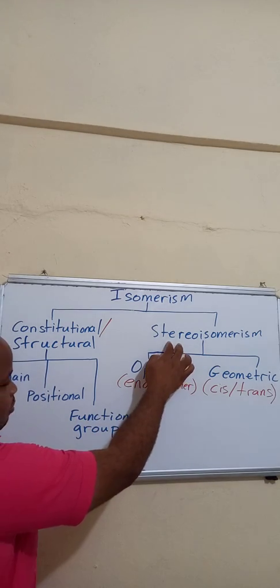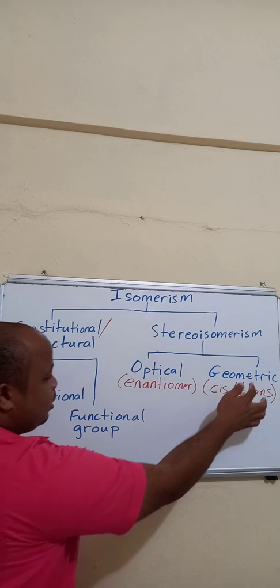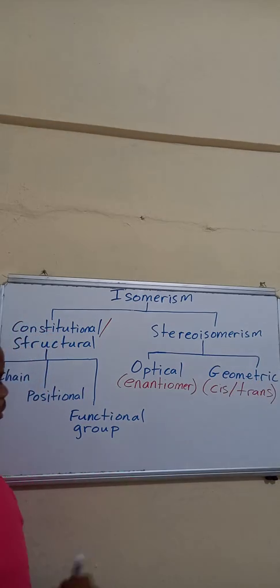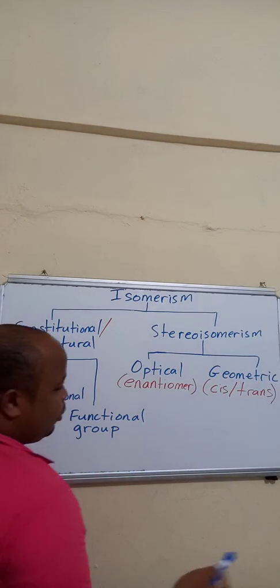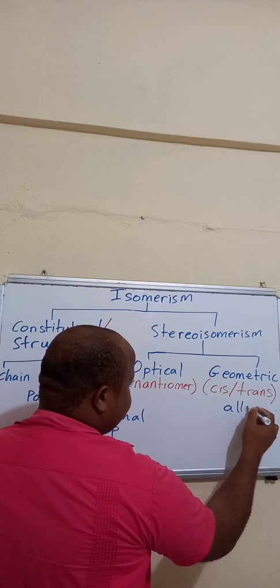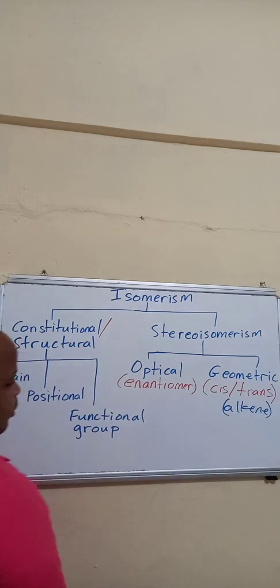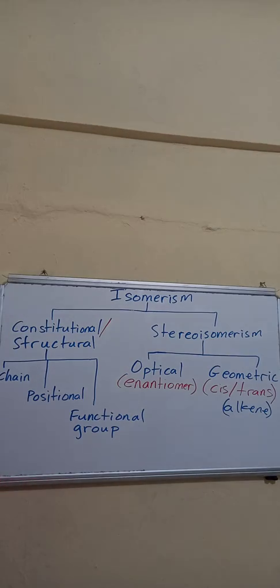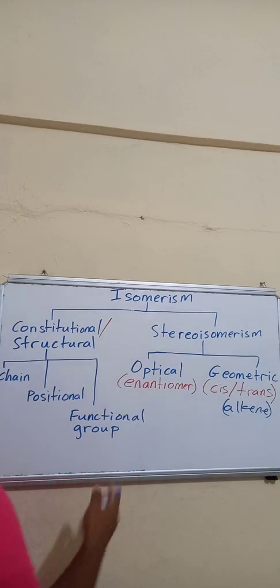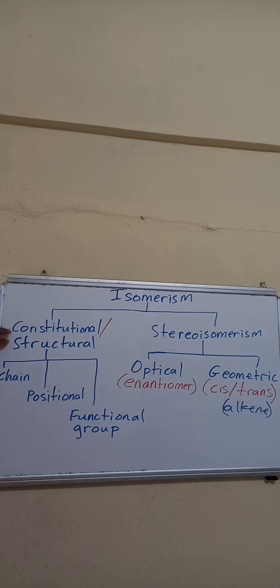Now stereo isomers are further branched into optical and geometric. Geometric is also referred to as cis-trans and will only occur in alkenes. So you can just remember that from now. Geometric isomers occur in alkenes. And we have optical isomers, we also call them enantiomers. For structural isomers, you can have the chain, positional, functional group.